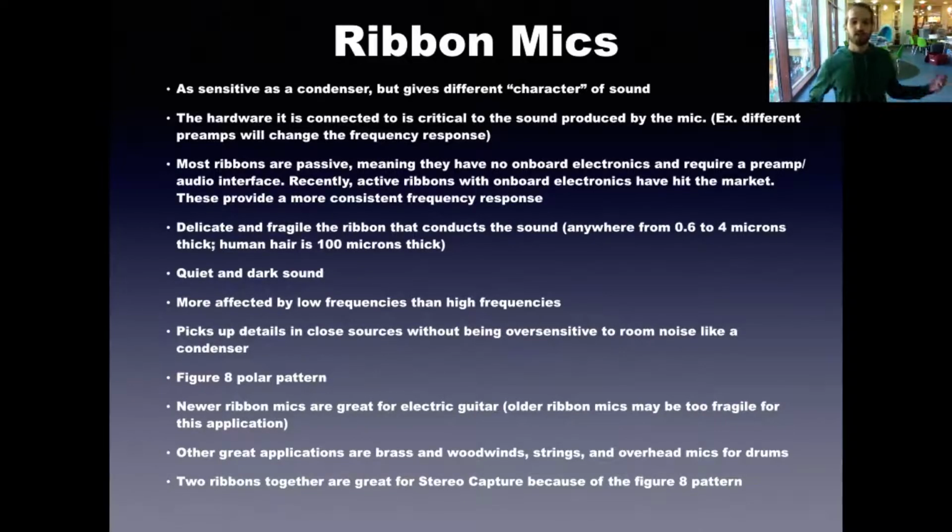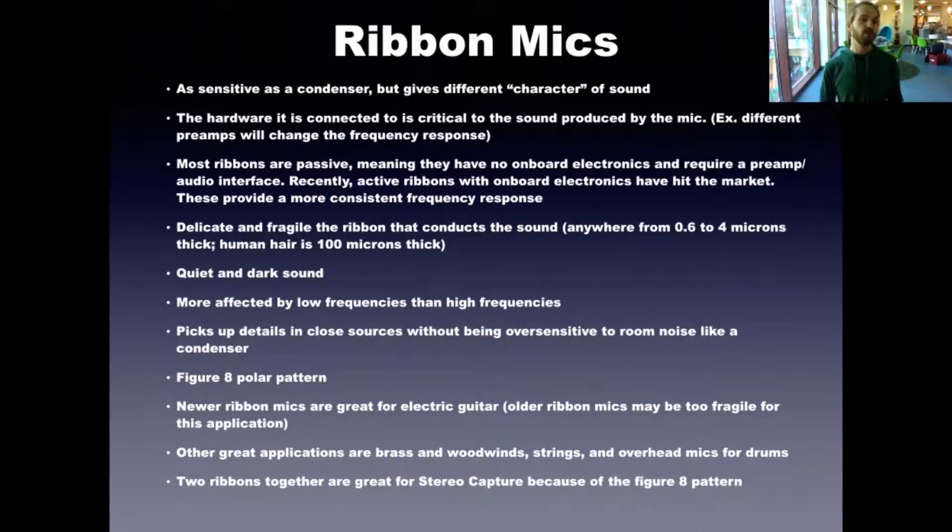Why would you use it? It picks up details in close sources without being oversensitive to the room noise like a condenser. Like I said, if you have a condenser microphone on, you're going to hear the rubbing of the hands, you're going to hear the feet shuffling, you're going to hear everything in detail. With the ribbon mic, you're going to hear more of what's close to the microphone and directly going into the points where it picks up sound from. It picks those up in a very sensitive manner, but it doesn't pick up the room noise so much.